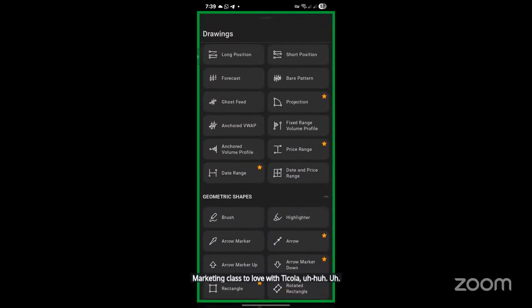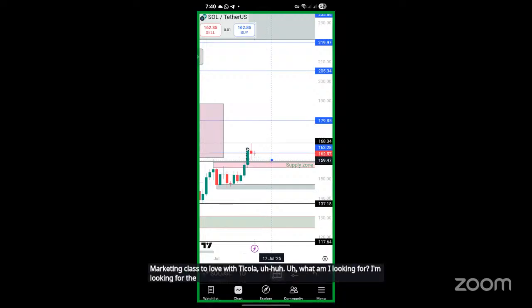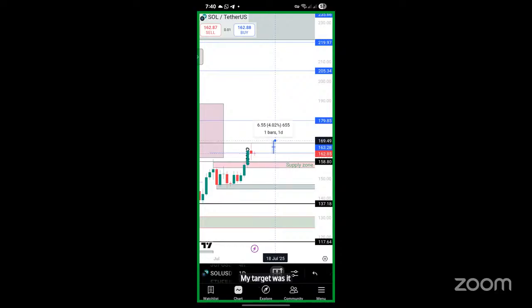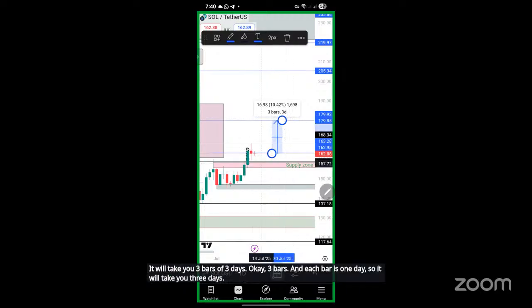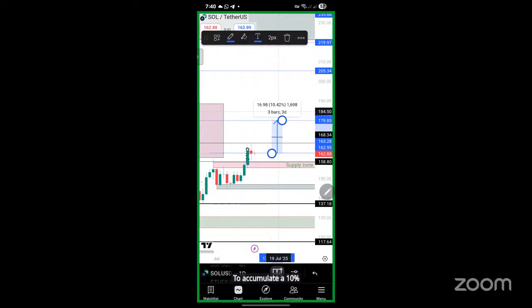What am I looking for? I'm looking for the price right now. If you say, my target was hit, now I'm coming again, I will take profit here. How many days will it take you? Look here. It will take you 3 bars of 3 days. Okay, 3 bars, and each bar is 1 day. So it will take you 3 days to accumulate 10% on Solana.